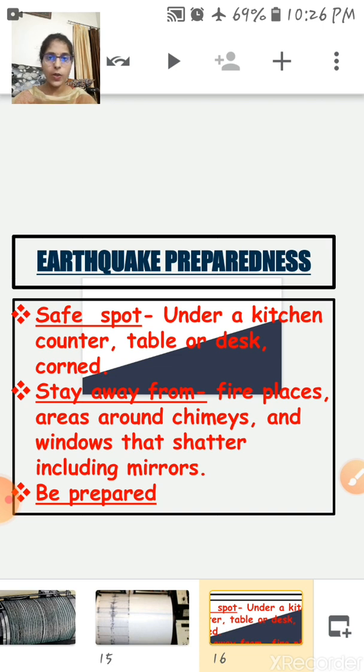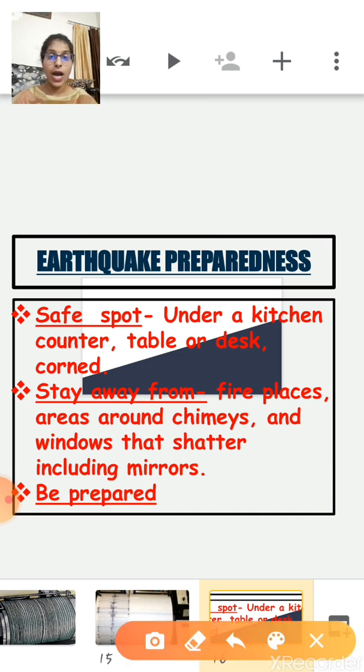So although earthquakes cannot be predicted accurately, their impact can be minimized by adopting certain preventive measures, right? So, earthquake preparedness, like where you have to take shelter during an earthquake. For example, the first one is a safe spot, like under a kitchen counter, and any hard object like a table or desk. You can also stand in the corner.